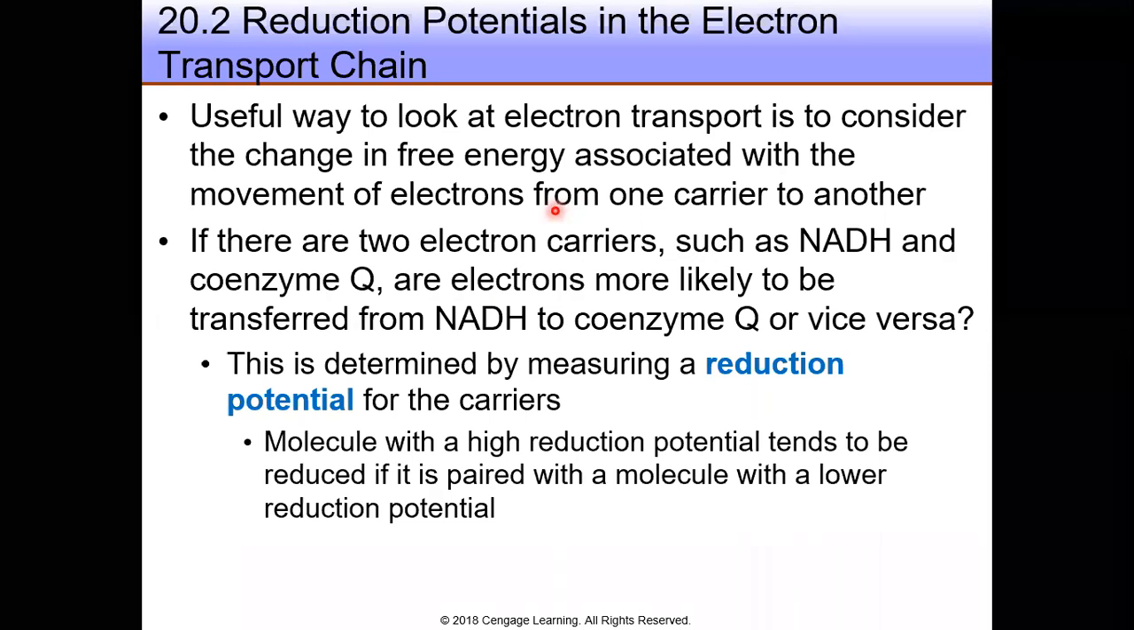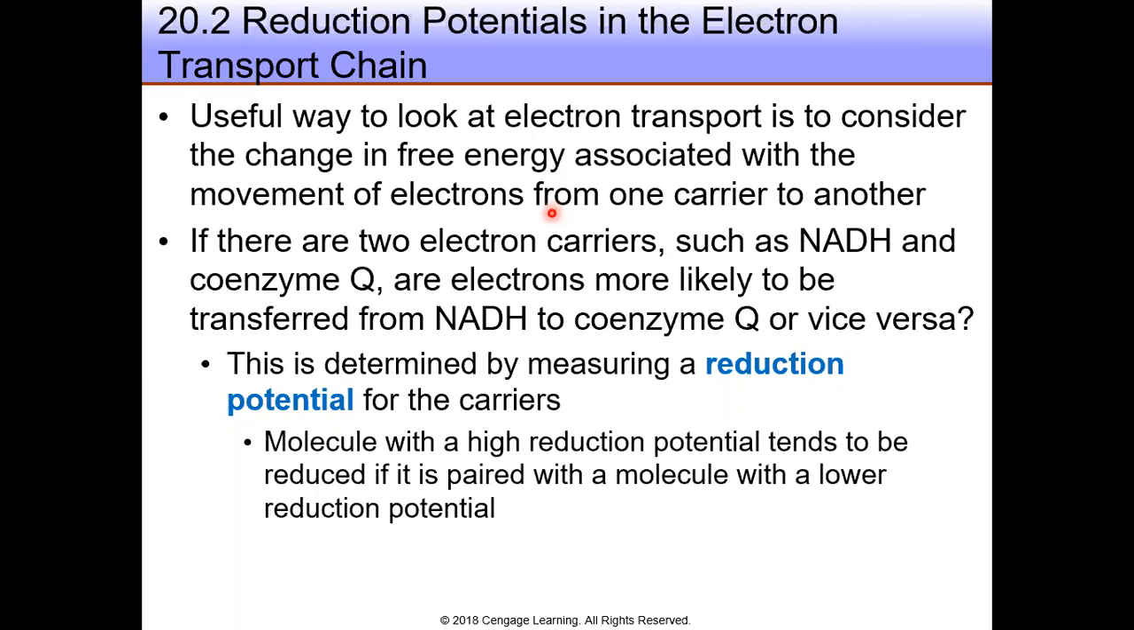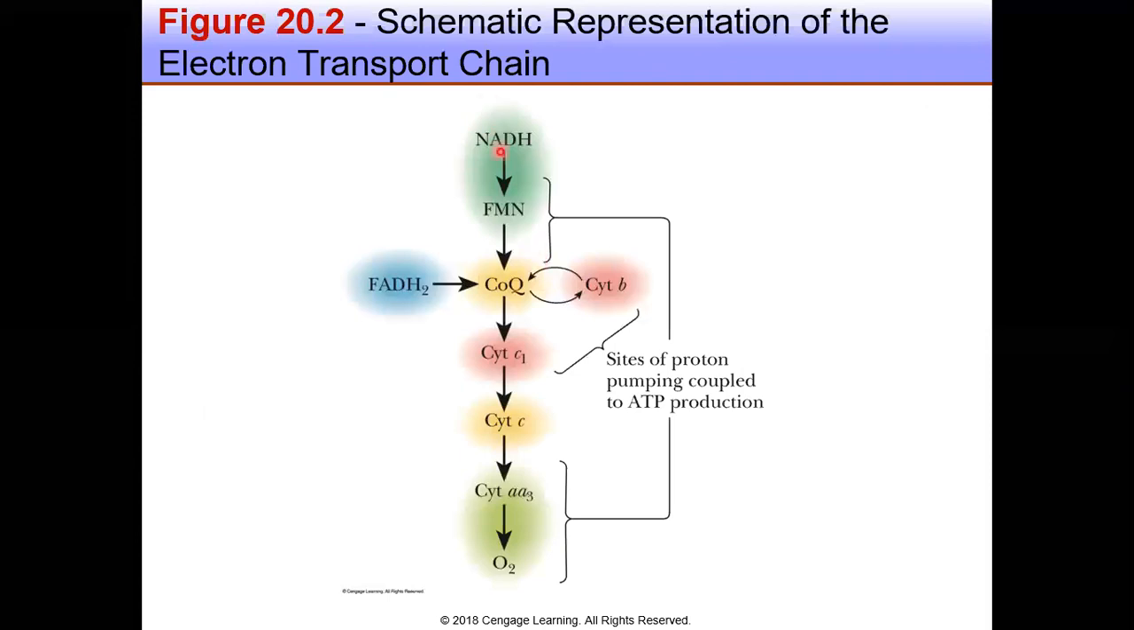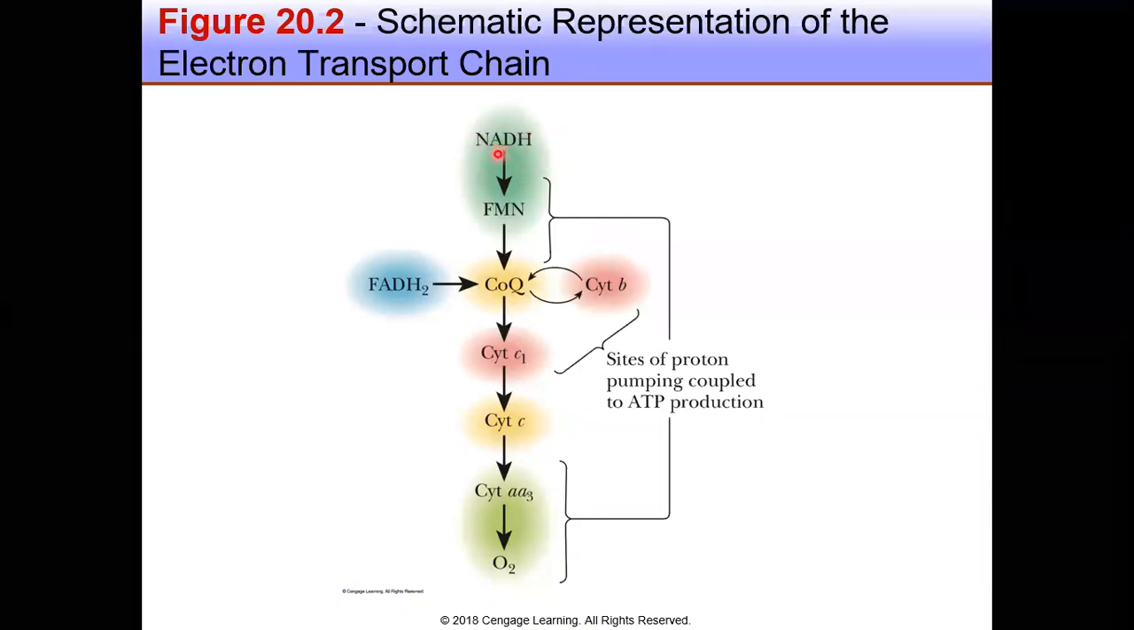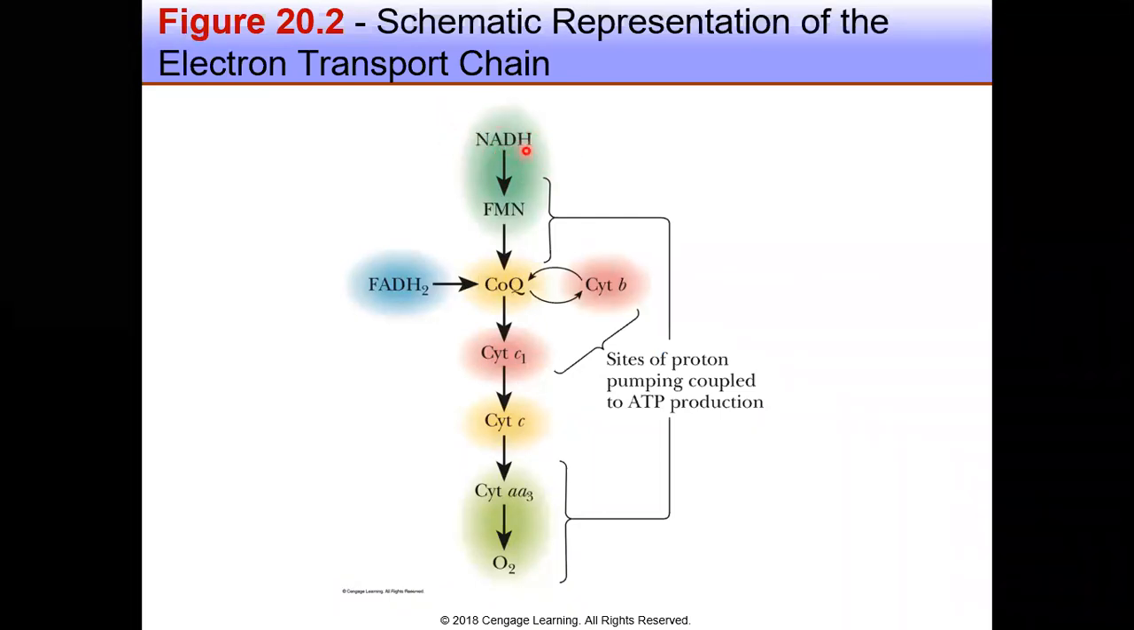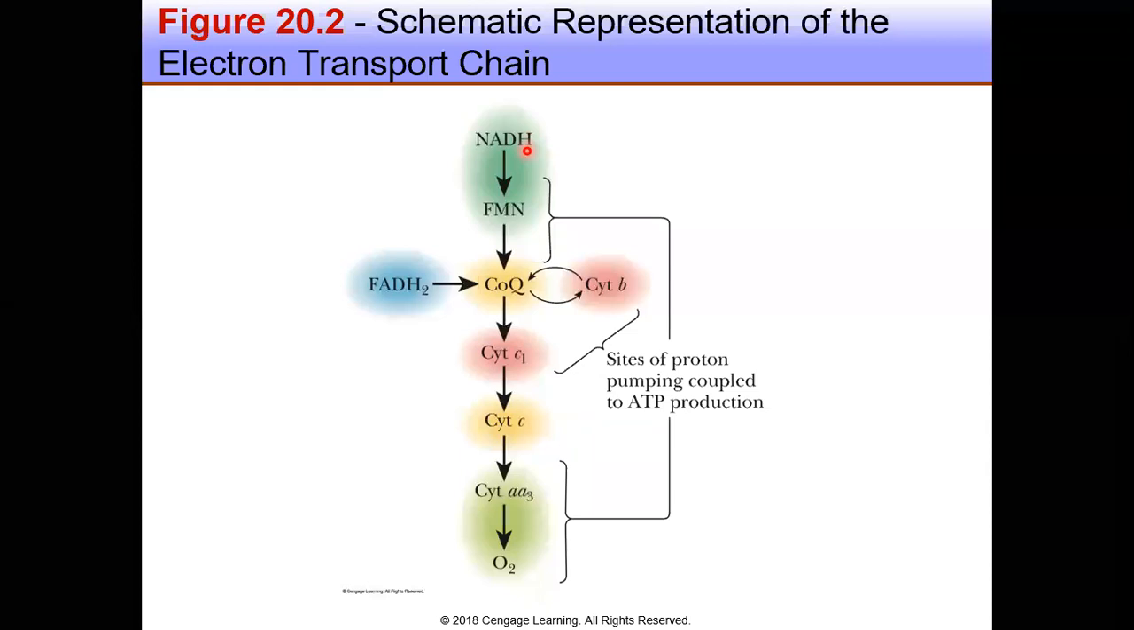Now, when we look closely at the energy changes in the electron transport, a more useful approach is to consider the change in energy associated with the movement of electrons from one carrier to another. Each carrier in the electron transport chain can be isolated and studied. And each can exist in an oxidized and reduced state. For example, NADH is the reduced form. NAD plus is the oxidized form. Now, if we had two potential electron carriers, such as NADH and CoQ.